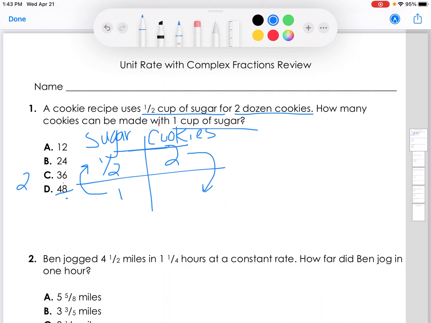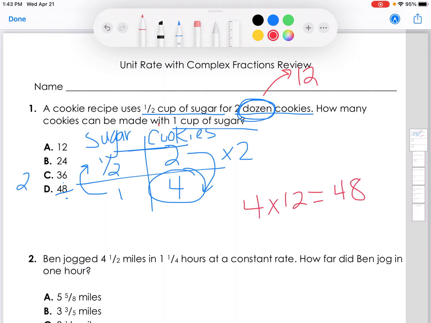So then I'm going to multiply by 2. So I divide going up, I multiply coming down. 2 times 2 is 4. So that's not an option here, so I've got something else I've got to do. So I've got 4, well, that's 4 dozen cookies. So how many are in a dozen? Well, there are 12 cookies in a dozen, right? So 4 times 12 would be 48.